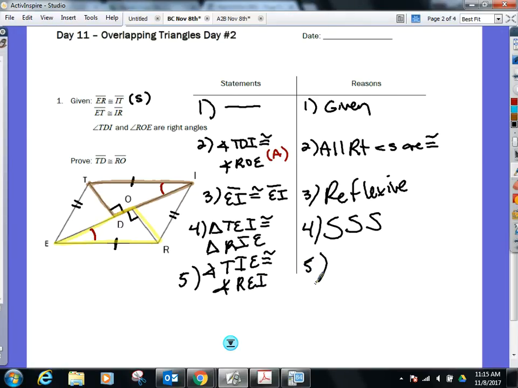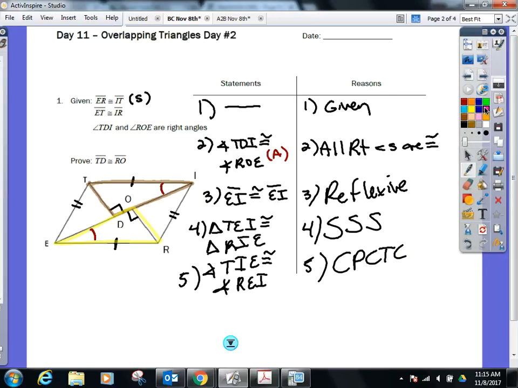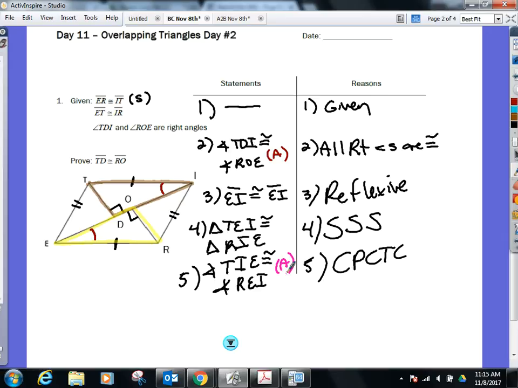And look at what we just did, Will. Aren't those corresponding parts in these two triangles? So if the triangles are congruent, so are the corresponding parts, CPCTC. And that gives us our third and final pair of congruent parts to prove the two original ones.